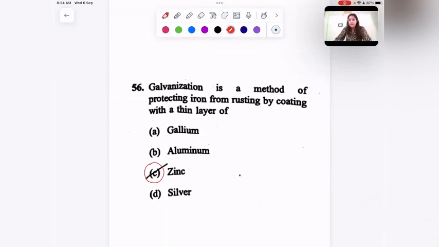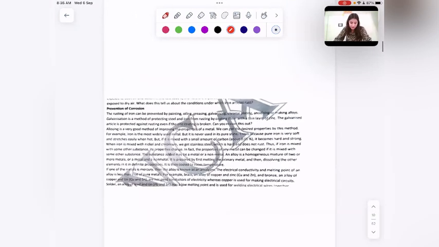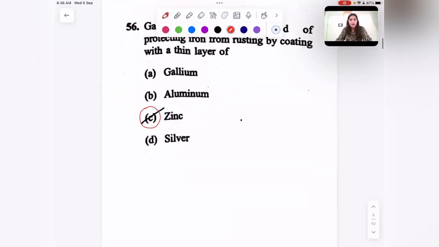Next is galvanization is a method. It is used to prevent corrosion. Okay. So here it is written that galvanization is a method of protecting steel and iron from rusting. So option C, zinc.